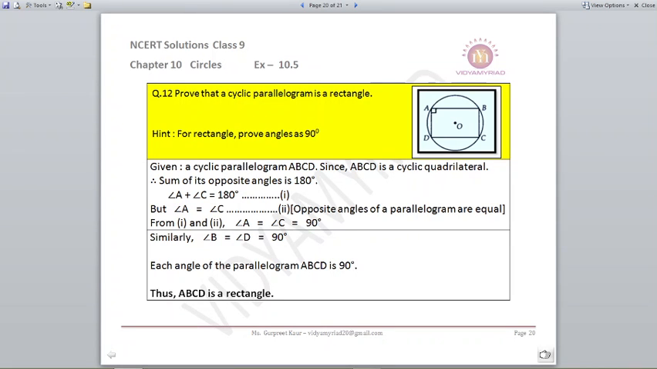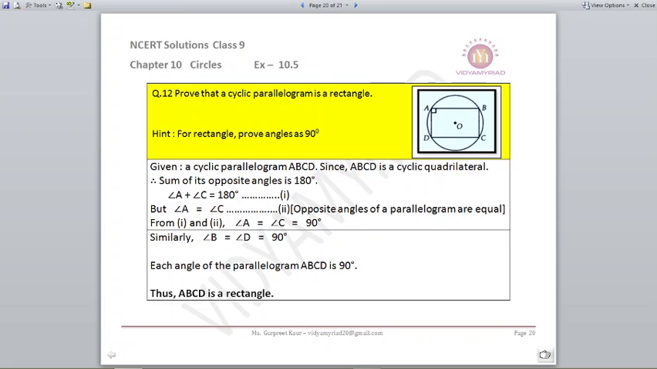Question number 12. Prove that a cyclic parallelogram is a rectangle. Now for a rectangle, what do we need to prove? The angle should be 90 degrees. Even if we prove any one angle 90 degrees, it will form a rectangle. Now since it is a cyclic parallelogram, it means it is a cyclic quadrilateral also. So we know that for opposite angles of a cyclic quadrilateral, their sum will be 180 degrees, which means that angle A plus angle C will be equal to 180 degrees.